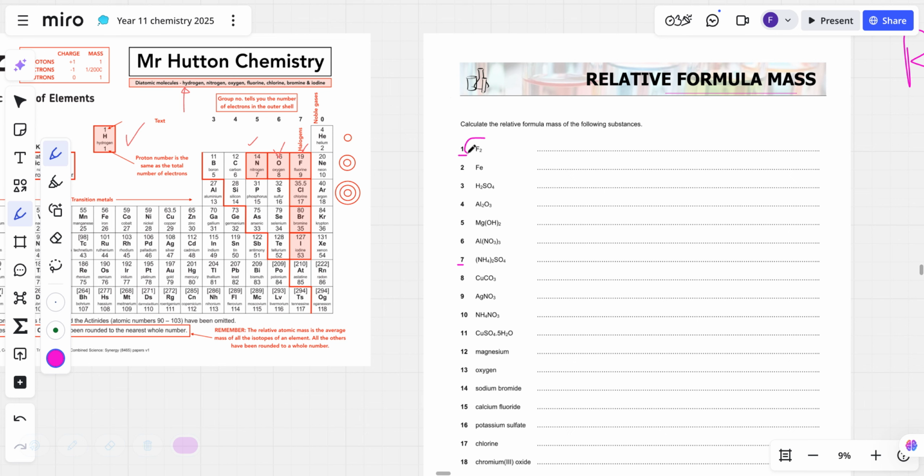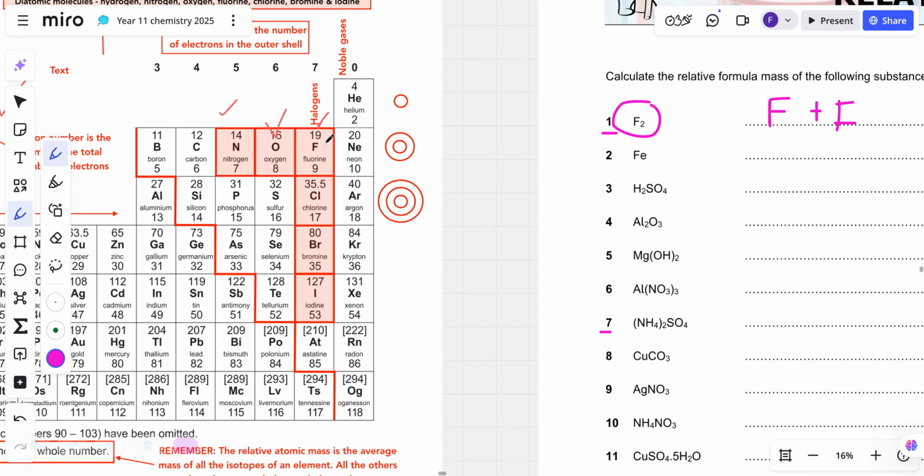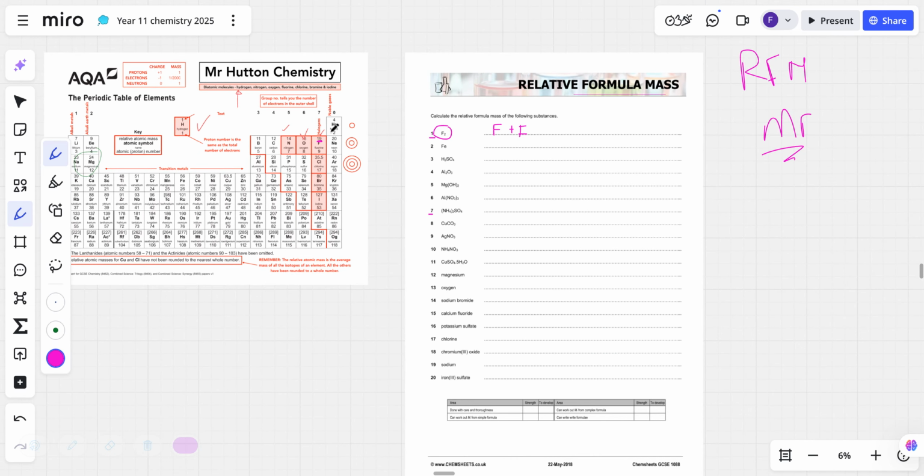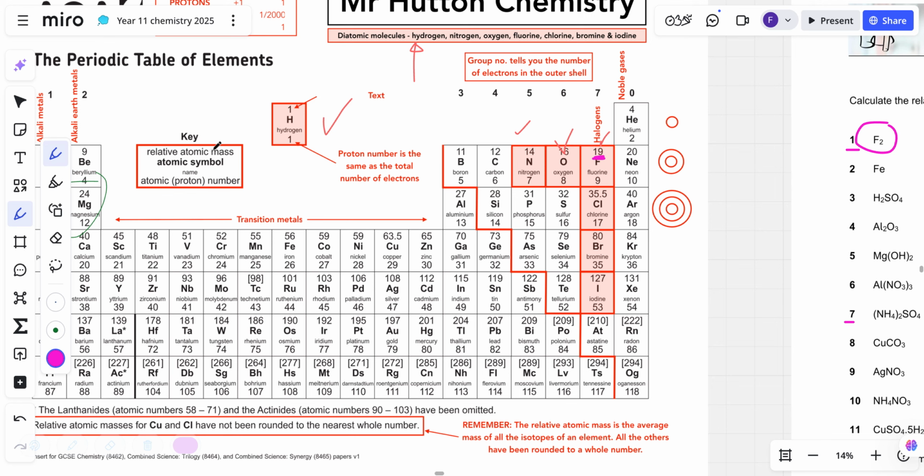Okay, so F2, what it means is I have 2 fluorine atoms. Or, well, you don't know it's fluorine, you just know it's F, and I've got 2 of them. Unlike maths, where you put a big 2 in front, you put a little 2 at the bottom, subscript. You look at the atomic mass of fluorine, which is 19. It's the big number at the top. Now, you've got to know it's the relative atomic mass at the top.